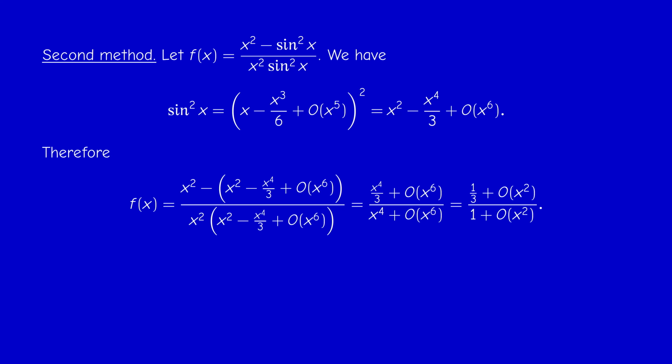Now we replace, right? In the numerator, we get x squared minus this quantity. The sine squared behaves like x squared minus x to the 4 over 3 near 0. So we simplify and we get x to the 4 over 3 plus a big O of x to the 6. For the denominator, we just do the multiplication: x to the 4 times x squared, so it's x to the 4 plus big O of x to the 6. When I divide by x to the 4, I get 1/3 plus big O of x squared over 1 plus big O of x squared. And when x tends to 0, this tends to 0, this tends to 0, and you get 1/3. I usually prefer this method because it's more precise.